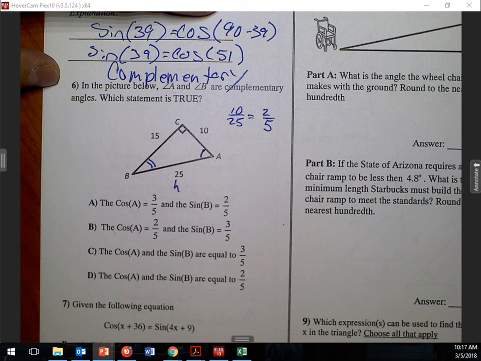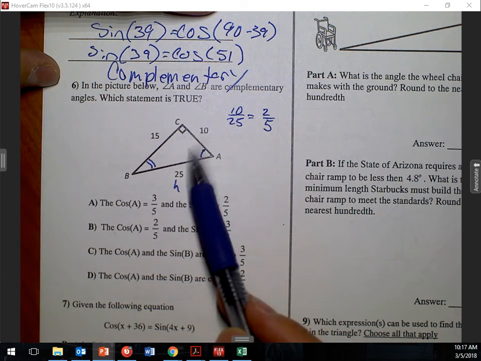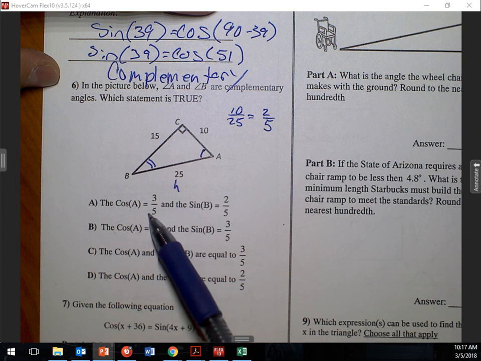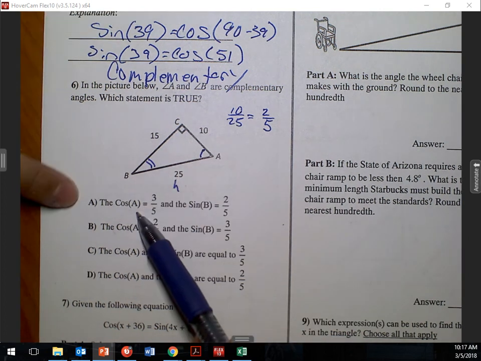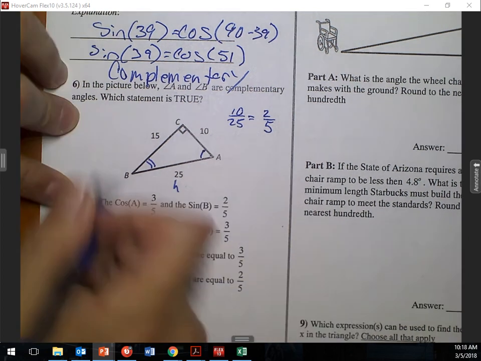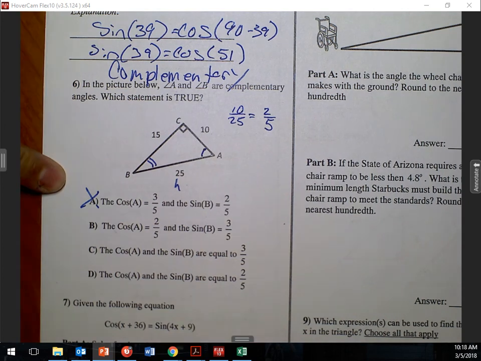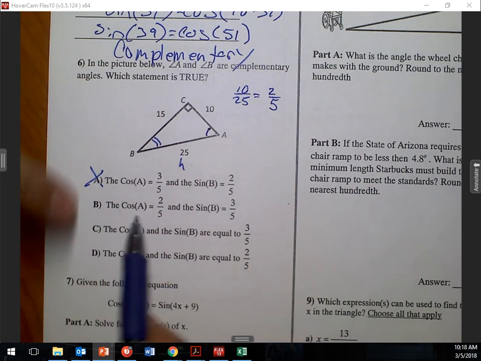Hold on, go slower. Oh, okay, yeah. Because it's asked for cosine, right? Okay, so I did it here. Now I look at here. Is this right? No. So I'm going to put an X on that one. Okay, let's take a look at the next one over here.